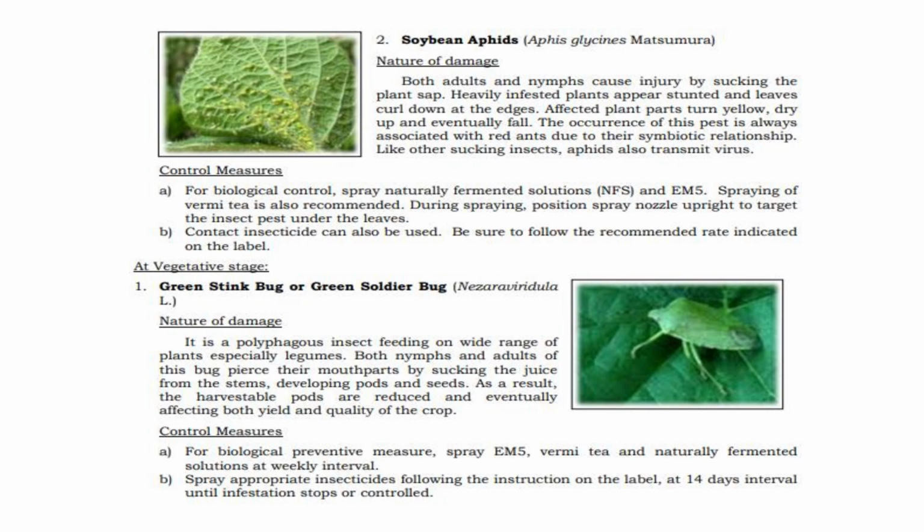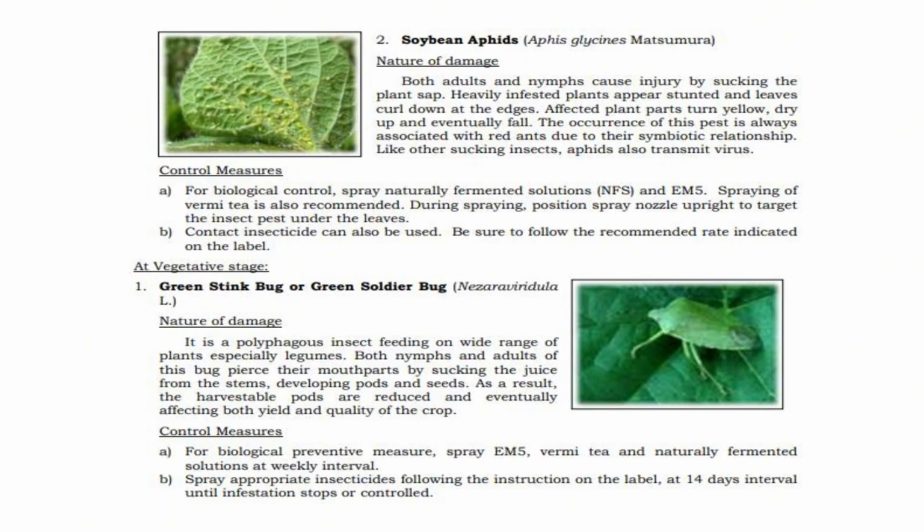For the vegetative stage, we have the green stink bug or green soldier bug. It is a polyphagous insect feeding on a wide range of plants, especially legumes. Second, the common cutworm. The newly emerged caterpillar feeds immediately on site and skeletonizes leaflets. And third, soybean leaf folders. The damage done by this pest often results in serious defoliation of the host plants, hence affecting the photosynthetic activity.